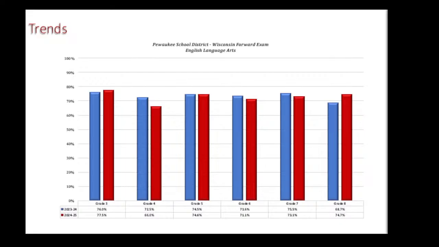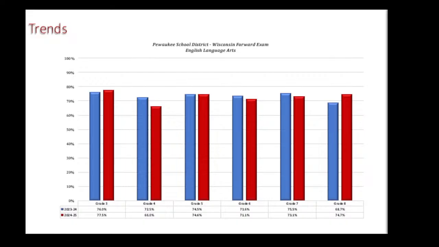So when we look at the English Language Arts, when we look at grades, all of them really, we're kind of seeing small fluctuations at this time. Grade 8 really being the only one that's standing out with a strong increase, moving from 68.7% to 74.7% in the year time. And then grade 4 with kind of a decrease. So again, they're balancing each other out as far as the entire district goes, and then the other grades are having minor fluctuations as well.